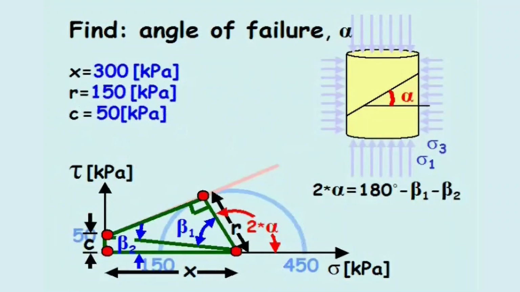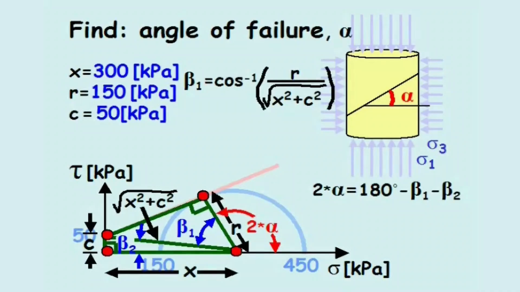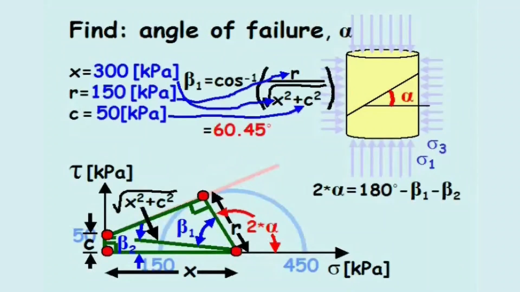Since the smaller right triangle has side lengths of c and x, we know the length of the hypotenuse is the square root of x squared plus c squared. That way, beta 1 can be defined as the arc cosine of the quantity r divided by the square root of x squared plus c squared. The values are plugged in, and we find beta 1 equals 60.45 degrees.